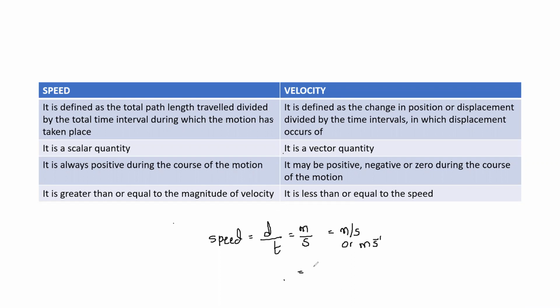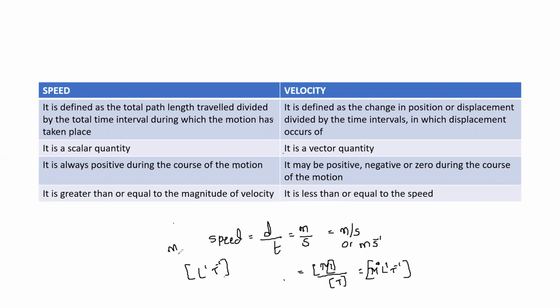And the dimensional formula: distance is written as L and time is written as t. Sorry, it is not mass, it is length. Therefore, it is M raised to 0, L raised to 1, t raised to minus 1. In some books, you may see it written as L raised to 1, t raised to minus 1 itself. That is the dimensional formula for speed.